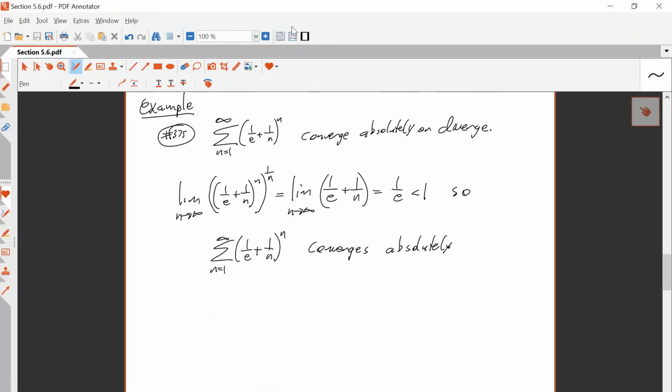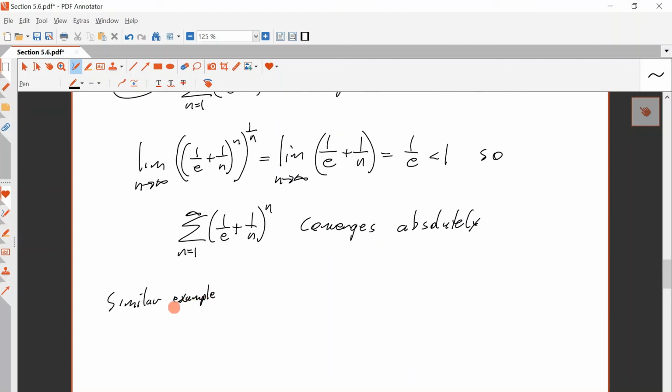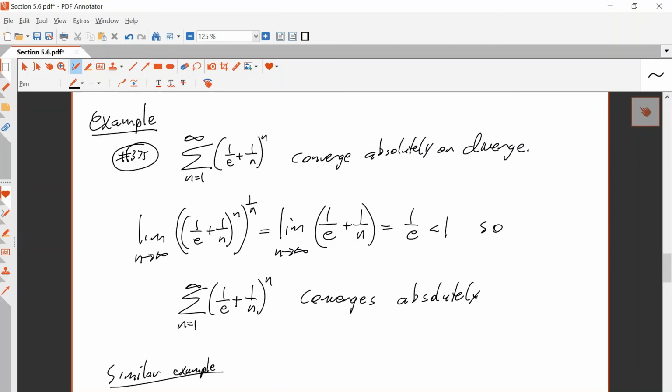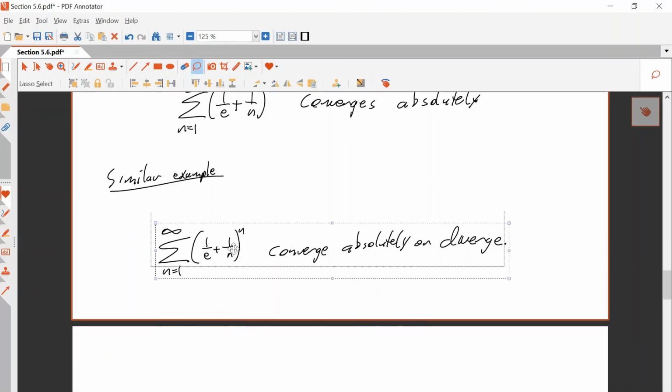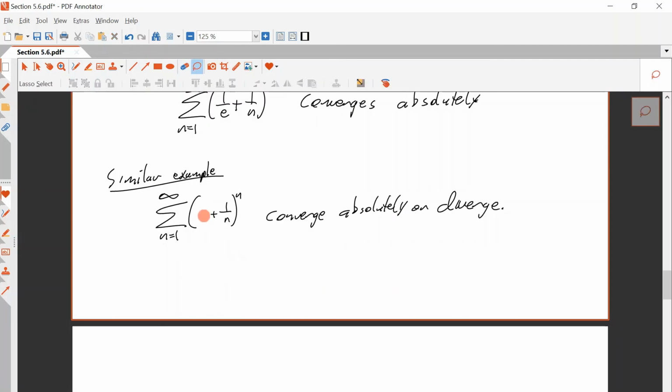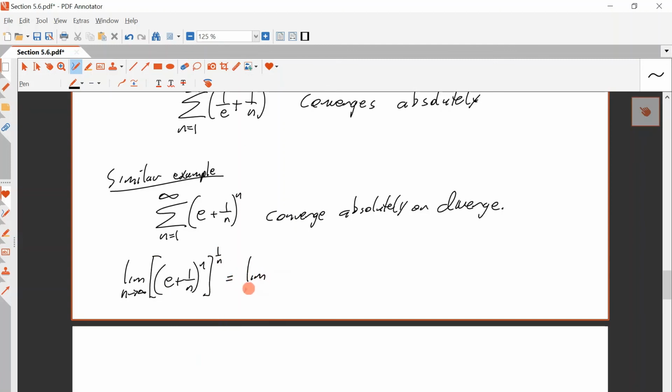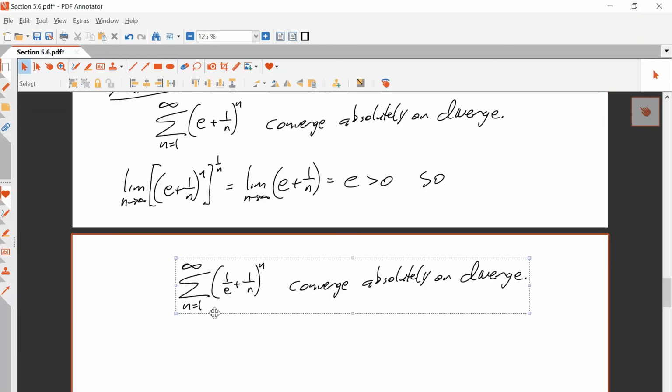Similar to this, let's look at this one. Instead of 1 over e, let's put e. Well, here the limit as n goes to infinity of e plus 1 over n to the n, that whole thing raised to the 1 over n power, the nth root, is equal to the limit as n goes to infinity of just e plus 1 over n. These exponents multiply and go to 1. So that's equal to e plus 0, which is bigger than 1. So this guy diverges.